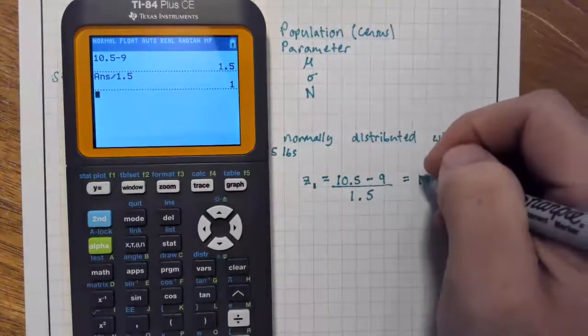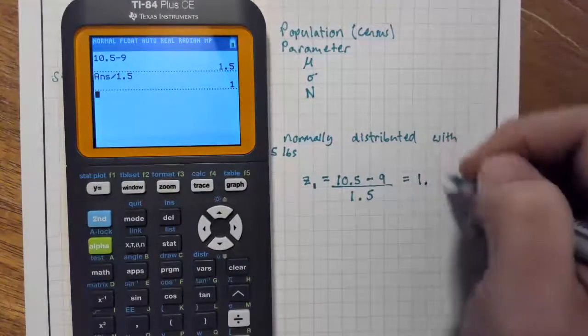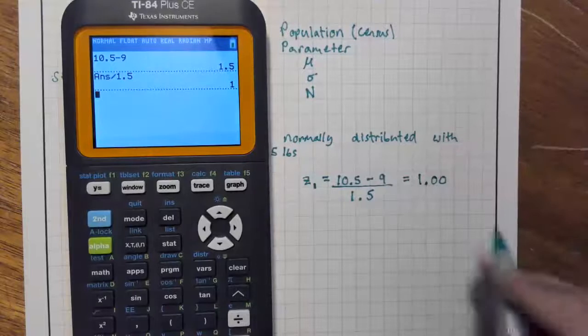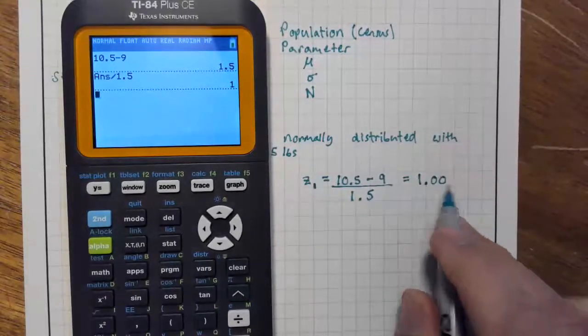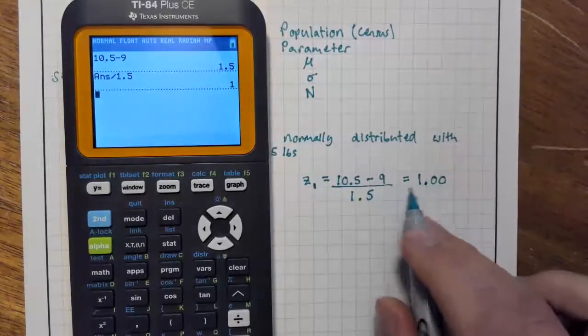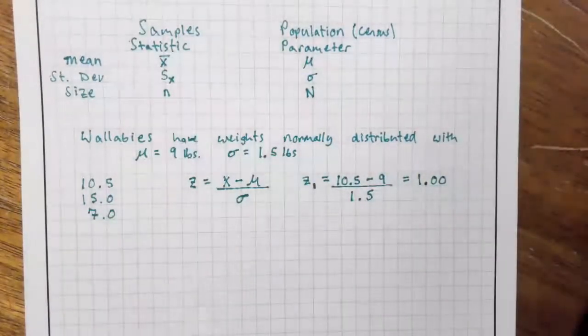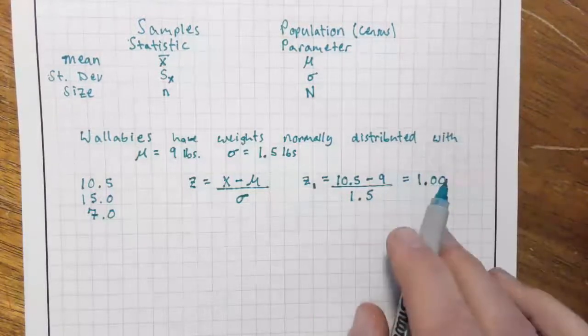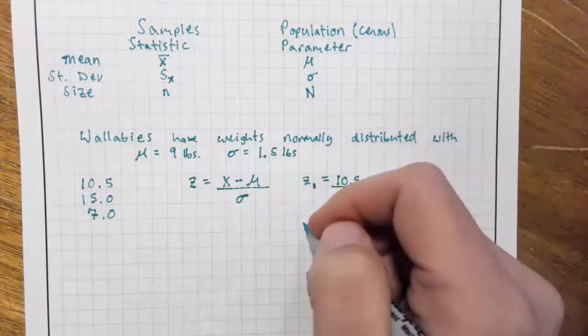And when you do a z-score, always round to the 100th place. You'll have 2 decimal points, right? So I'm going to do 1.00. It'll make sense why I'm doing this later on in the week. Always round to 2 decimal places. Okay, so that's it. That's his z-score, 1 standard deviation away. Okay, let's do the second wallaby.